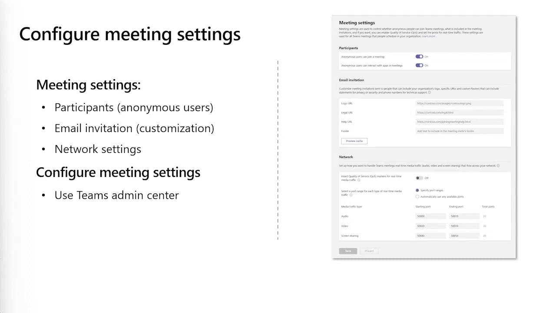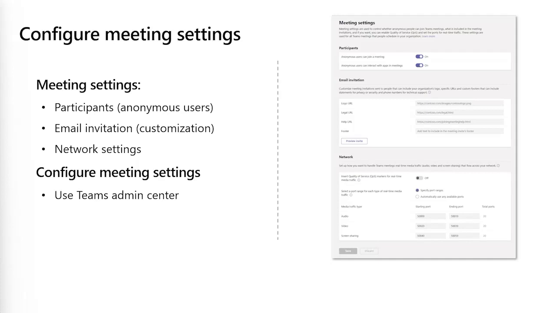There are various meeting settings we can use. Do we want to allow for anonymous users to access, or do we want to use email invitations, and then we can customize those invitations as well? We can configure these settings from the Teams Admin Center. We can have special URLs for our logo, our legal disclaimer. Very helpful to have a help URL. Users can click a link and get help if they have trouble joining the virtual event, for example, and a footer. Also, we can preview the invite. Super helpful. We may think we've got everything just so, and then we might notice in the preview that we made a typo. So it's good to correct that before it goes out to everyone else.